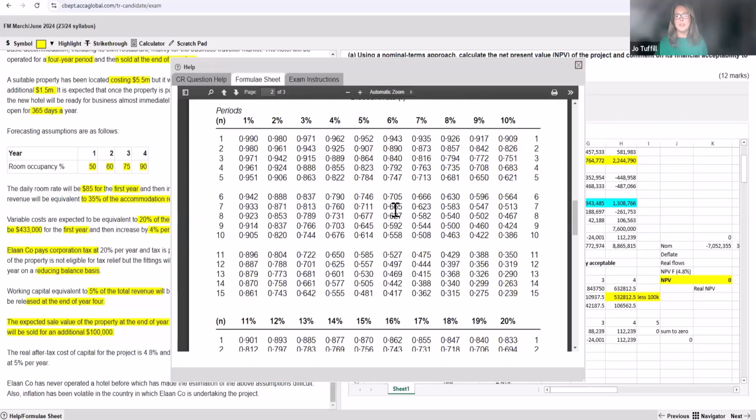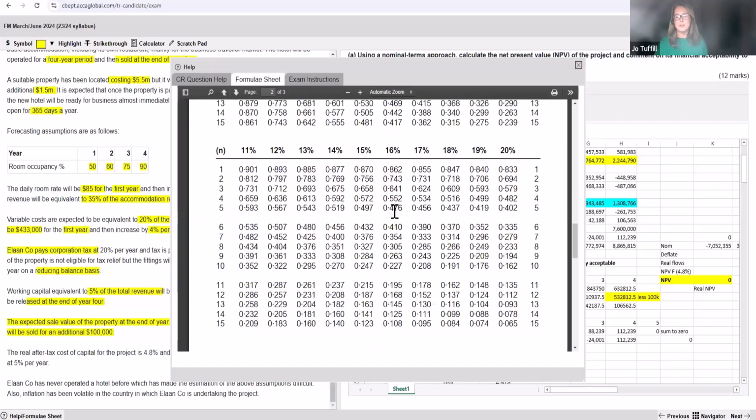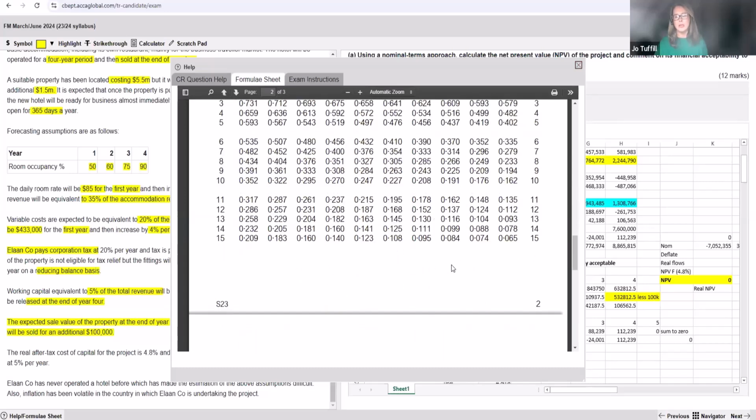You would only really use these tables if you were doing a CQ and they're asking you to do it in an MCQ, because they would be using the tables for that, all right?